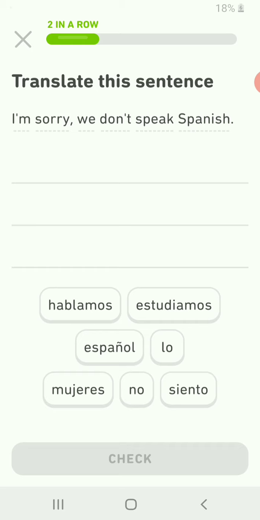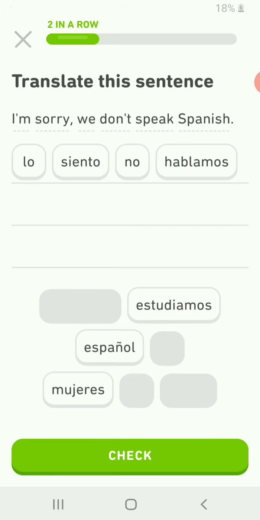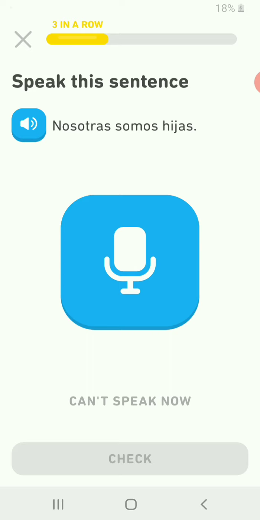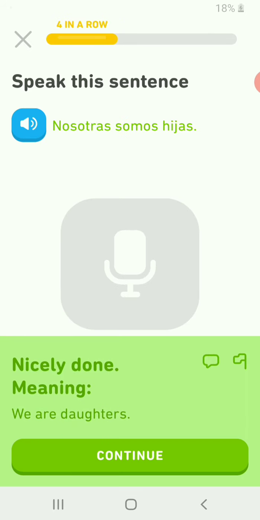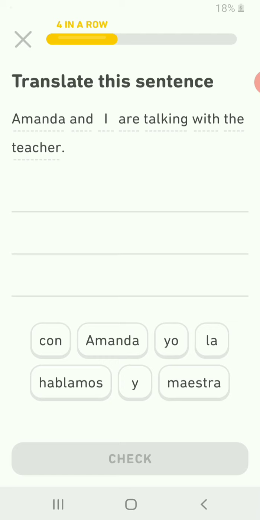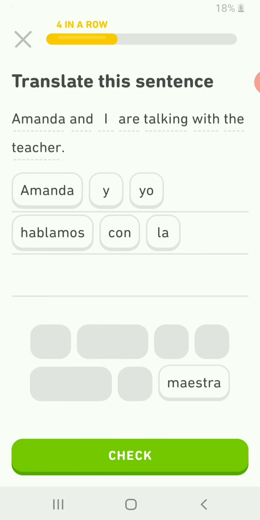And translate this sentence: I'm sorry, we don't speak Spanish. Lo siento. No hablamos español. Nosotras somos hijas. So we are daughters. And Amanda and I are talking with the teacher. So Amanda and I, Amanda y yo hablamos con la maestra.